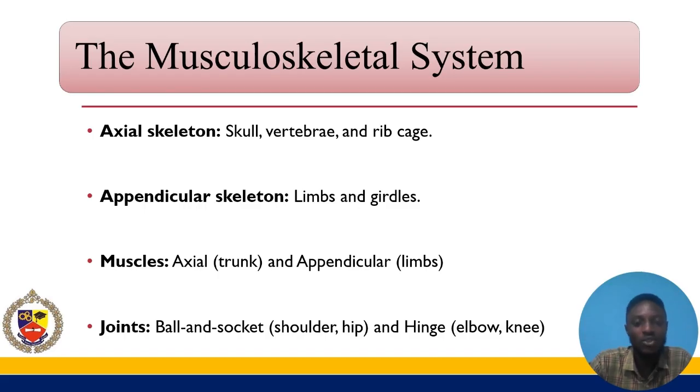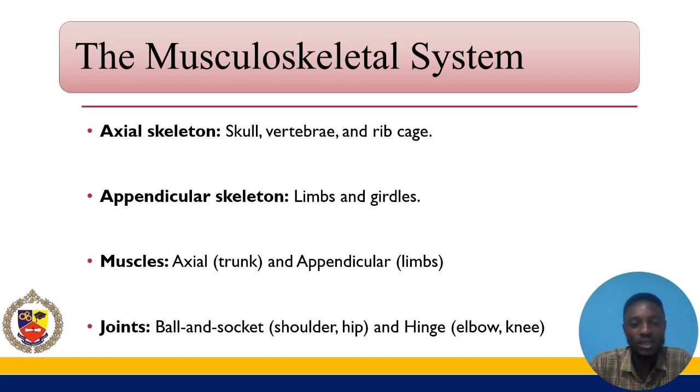which protects the spinal cord, right? So you also have the rib cage, which are the bones located at the thoracic region. And these bones help to protect the organs located in the thoracic region, such as the heart, the kidneys, etc. So this helps to shield these organs from external injuries.